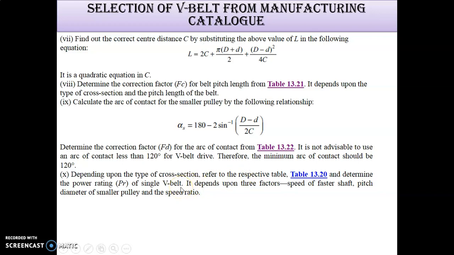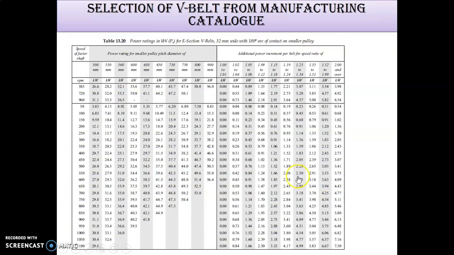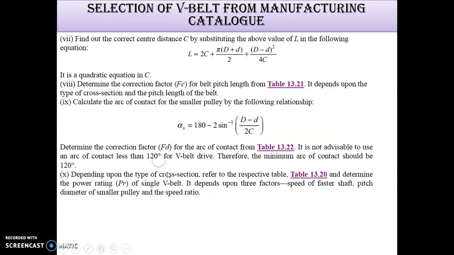Next thing is what? Power rating. Power rating can be taken with the help of this table. It's a very big table. I have shown only one part of this table. As we have seen, suppose pulley diameter is 500 mm and RPM is 500, then it is showing 24. So this will be the power rating for this.